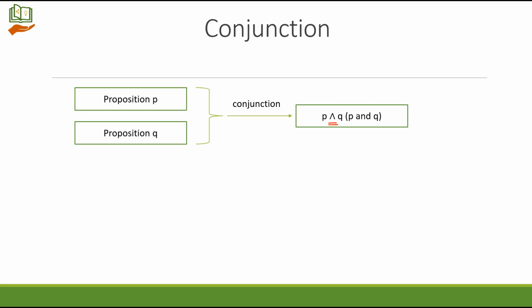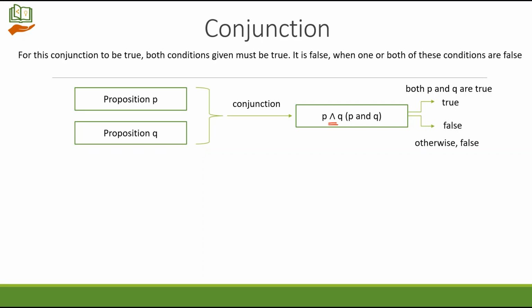Now what is the possible value for this particular proposition, which is now P and Q? You have two values, true and false. Only when both P and Q are true, we will get true. Otherwise, it will be false. So from this we can say, for this conjunction to be true, both conditions given must be true. It is false when one or both of these conditions are false. If P is true and Q is false, or if P is false and Q is true, even when one of them is false, the answer will be false. And if both the conditions are false, it is again false.